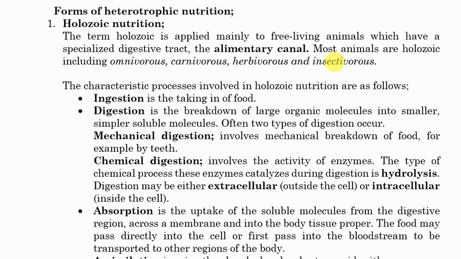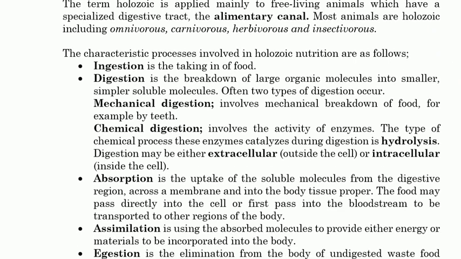By grouping animals which feed by holozoic nutrition, we have 4 major groups, which are omnivorous, carnivorous, herbivorous, and insectivorous, depending on their type of food. But from there now, we have characteristic processes which are taking place in holozoic nutrition. And teachers normally ask these processes. So we have the 5 processes which are taking place in holozoic nutrition.